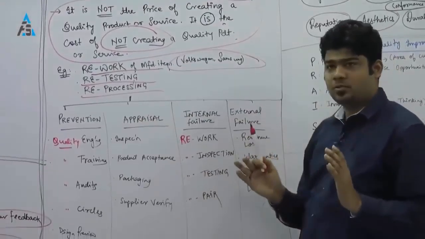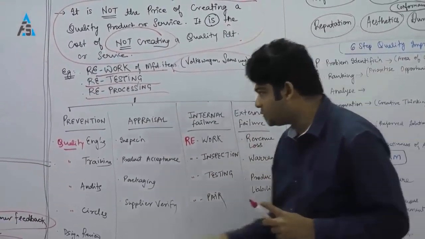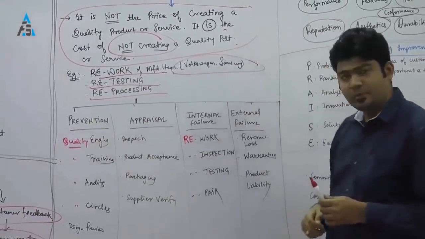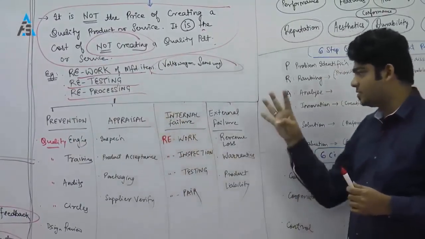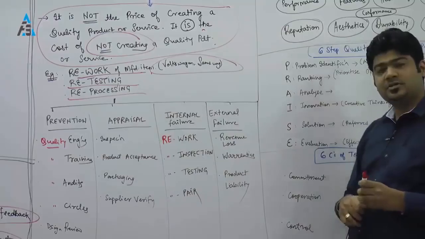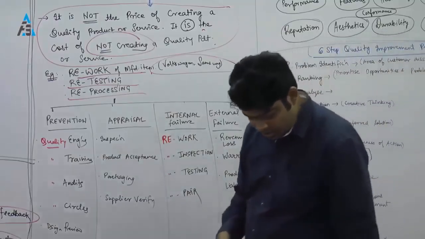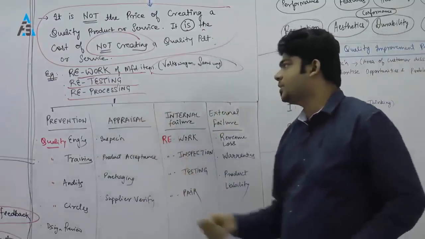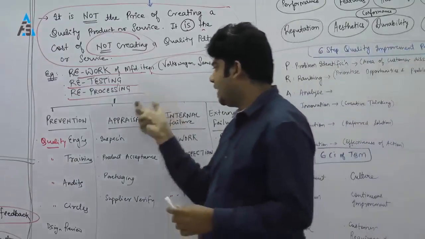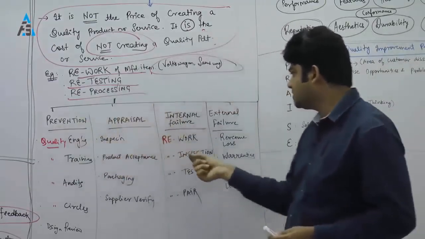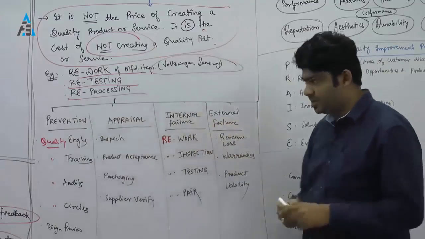Now, this quality cost is divided into four aspects. Aspect 1, prevention cost. Aspect 2, appraisal cost. Aspect 3, internal failure cost. Aspect 4, external failure cost. So, the institute's favorite question: what are the four quality costs that are there? Prevention cost, appraisal cost, internal failure, external failure.